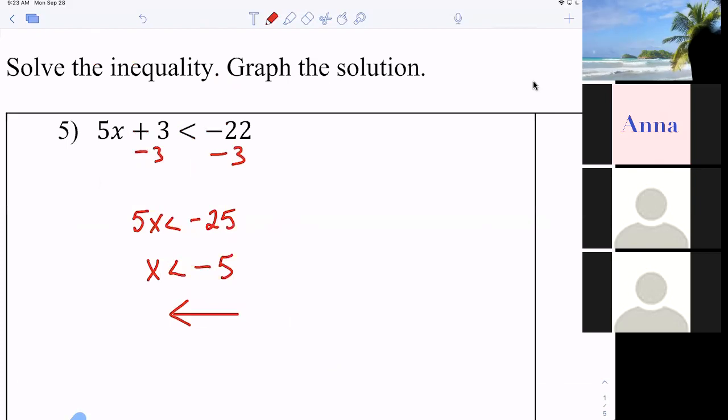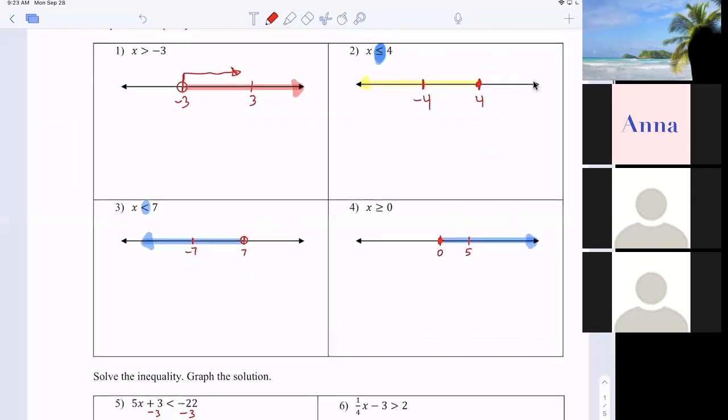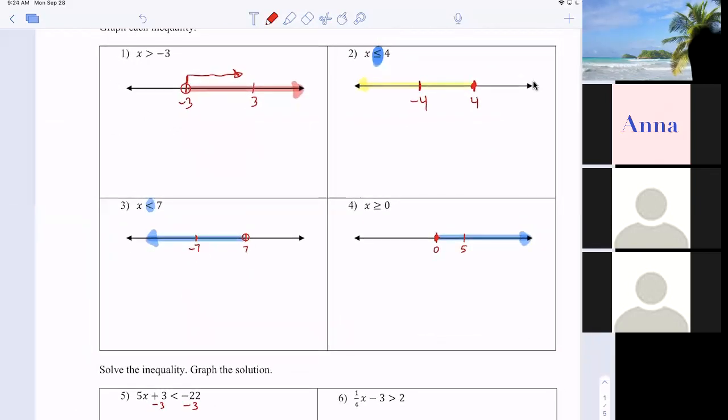What? How do you tell if it's an open or closed? The same way we did 1, 2, 3, and 4. Greater than or equal to, less than or equal to is a solid dot. Solid, less than or equal to. I said the reason it's solid is because it is equal to. Solid dot is equal. If it doesn't have an equal, it's open. You need to write that down and refer back to that.